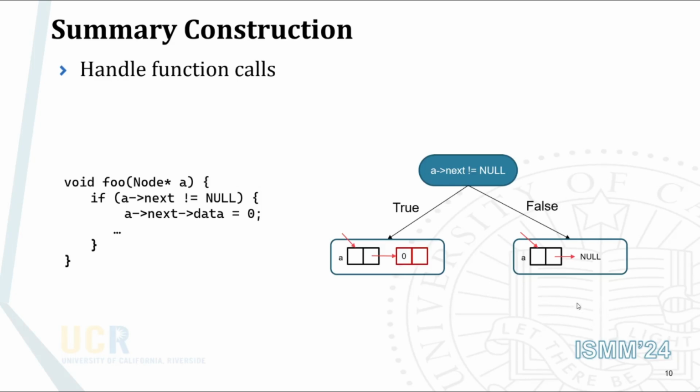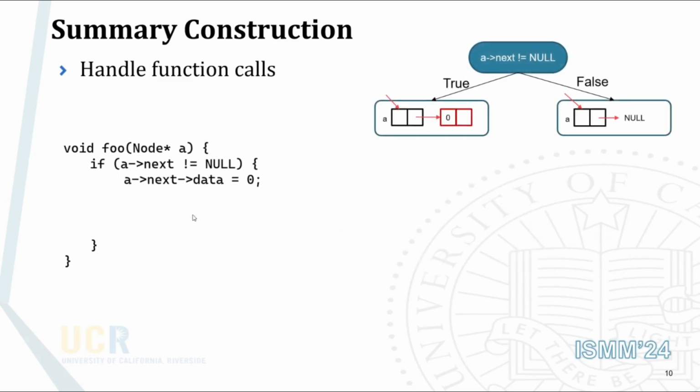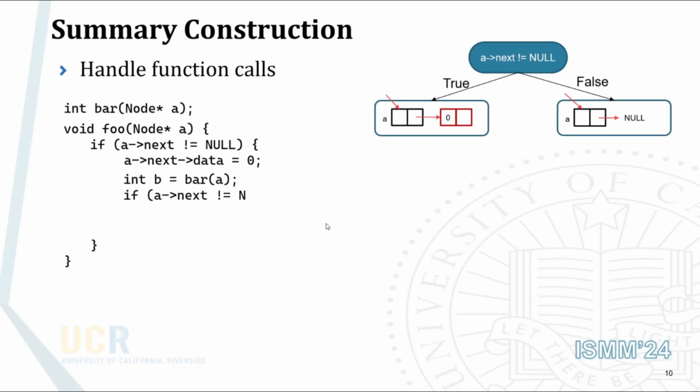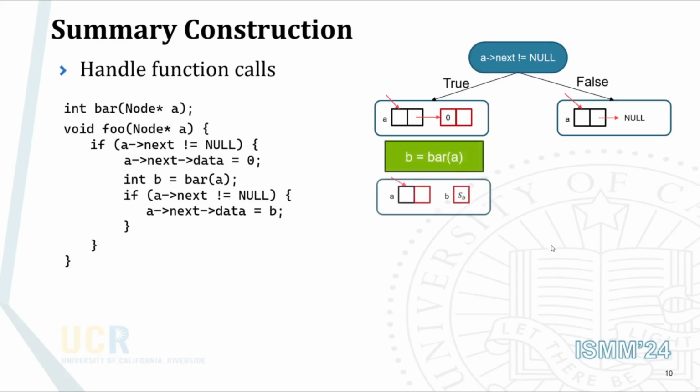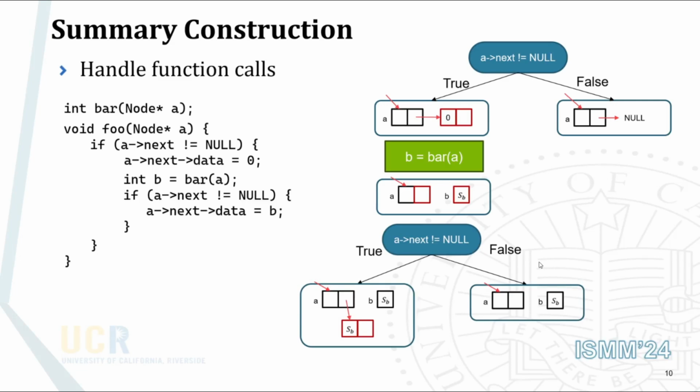If there are function calls, like adding a function bar here and calling this function, we can isolate the side effects that function bar makes. Assuming no global variables, only the data shapes passed in and the return value are affected. So we reset the shape to a symbolic pointer with unknown shape and create a symbolic value B for the return value. The following branch must be resolved again due to those side effects. Even if its previous condition, a next not equals null, was true, you can see we still need to evaluate both of those cases because we don't know the side effects.